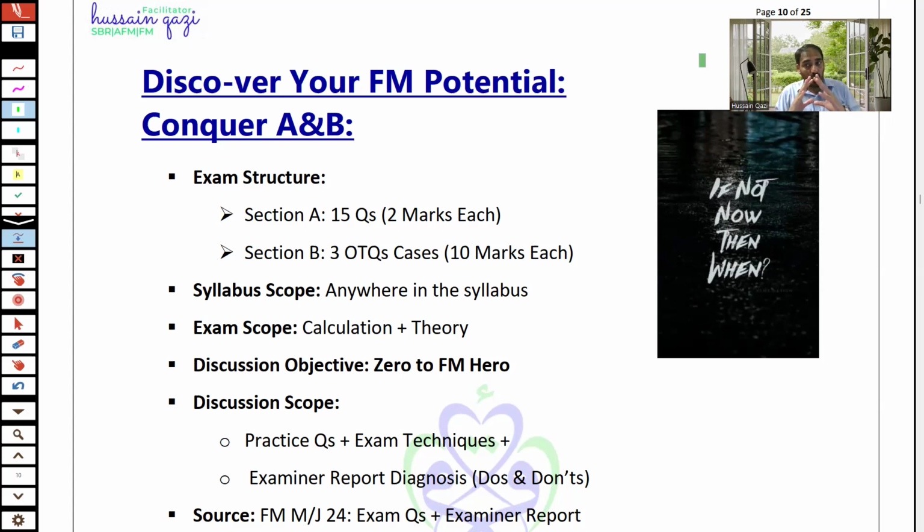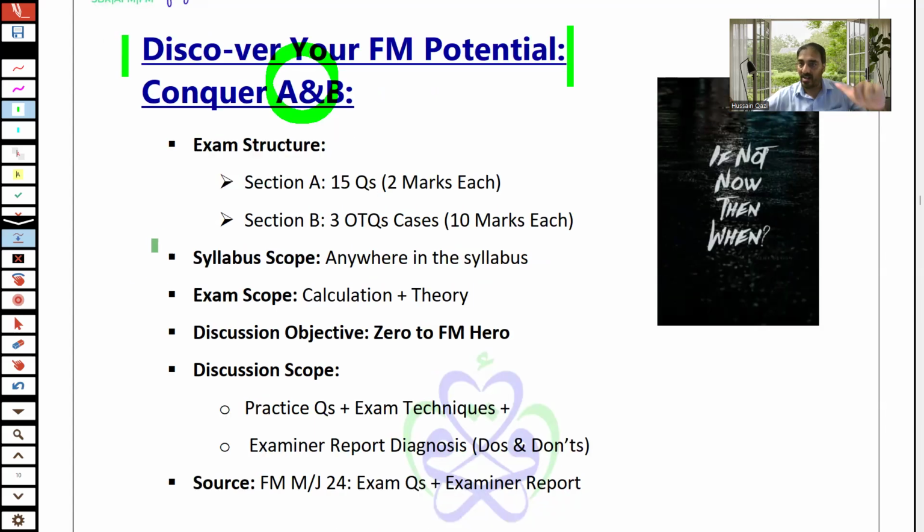But the point is, don't take stress. Believe in yourself. If not now, then when? So unleash your potential now. Discover your FM potential and conquer your Section A and B type questions as well. I will provide you guidance in this session on how to handle Section A and B type questions. But once again, don't take stress. Do your best. Okay, let's start the session.